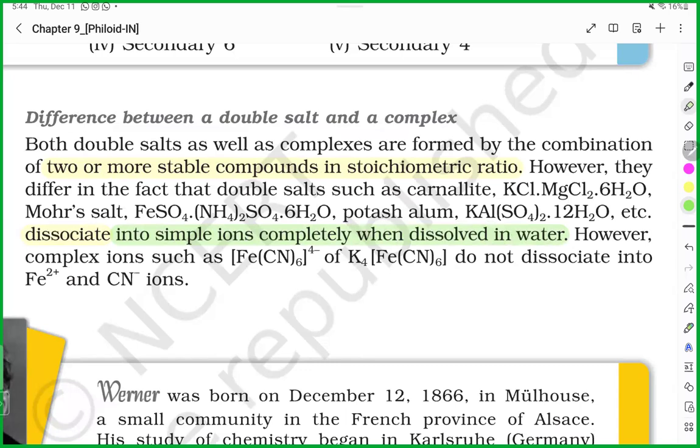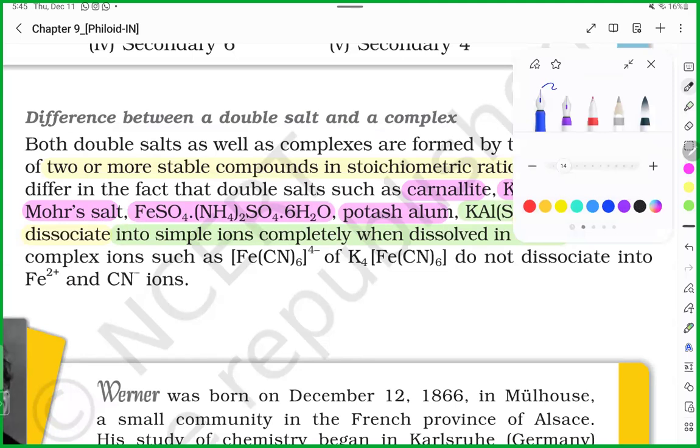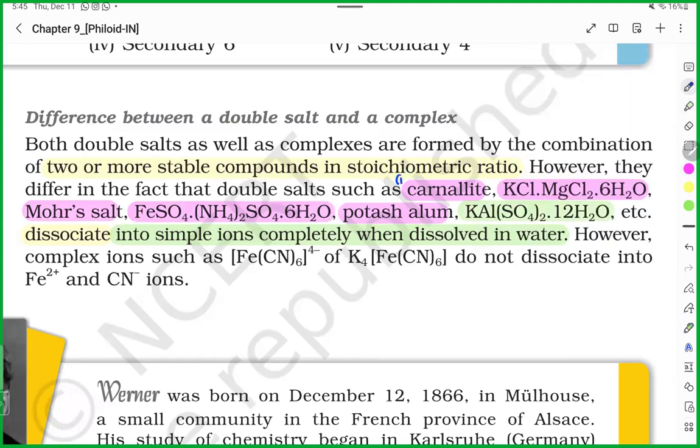For example, carnallite, KCl.MgCl2.6H2O. They will ask this question only. Carnallite, Mohr's salt, FeSO4 ammonium sulfate, and potash alum. After the class, you will write these three things five times and then you will send me.